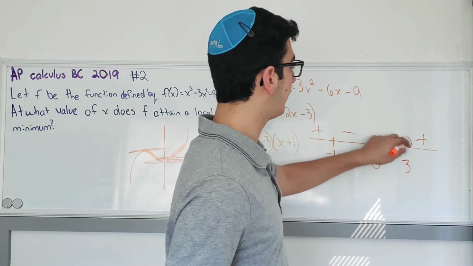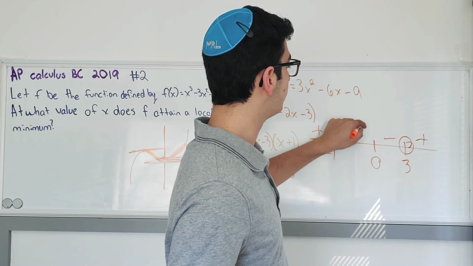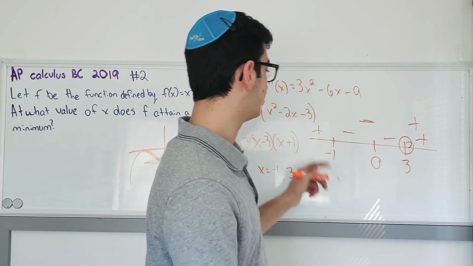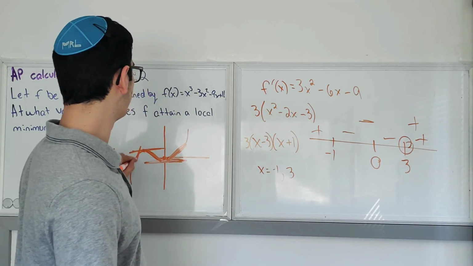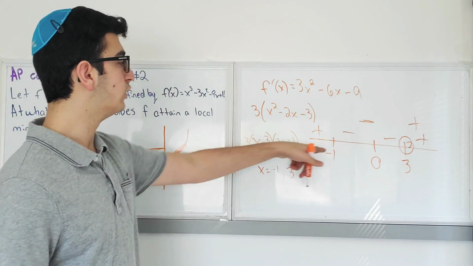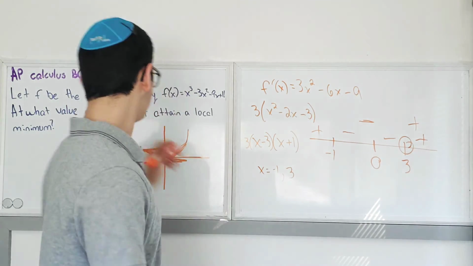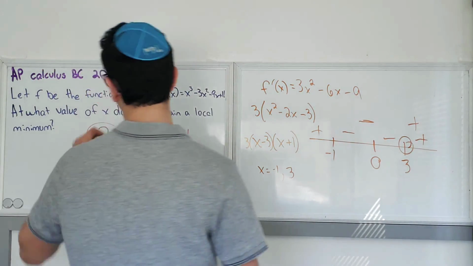We see over here that at 3, the derivative goes from being negative to being positive. And if we want to find the local maximum, we'd say the derivative goes from being positive to being negative. So that would be negative 1, but we just need to find the local minimum. So the answer is 3.